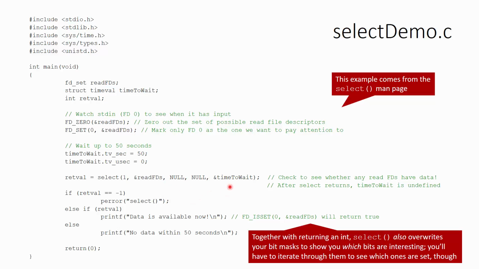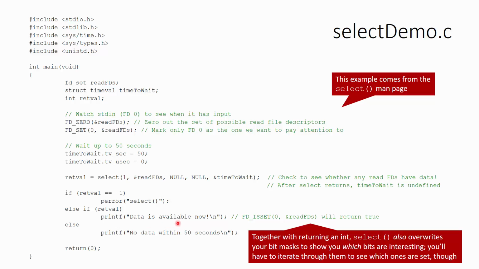Then pass in the address to our time to wait variable, so 50 seconds. So this thing starts running and just sits there. It'll wait there for up to 50 seconds. Once it returns, we take a look at the value here. If it was a -1, then we know something bad happened with select. If there was a non-zero return value, then that means it's a number of file descriptors that are ready, that have data that we can read from.